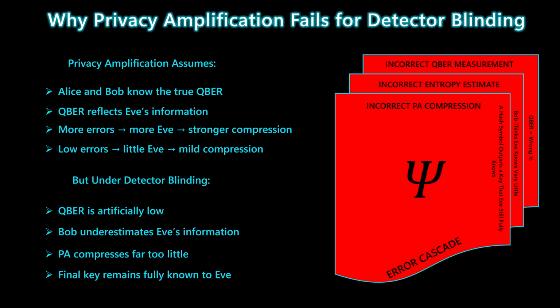Privacy amplification hasn't failed as an algorithm. It's doing exactly what it was told to do. What failed is the assumption that the detectors were honest quantum devices. Once Eve blinds them, the entire security analysis is built on the wrong foundation, and the final key is compromised from the moment it's generated.